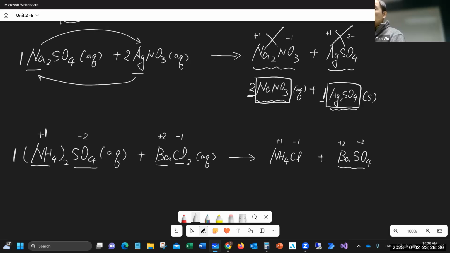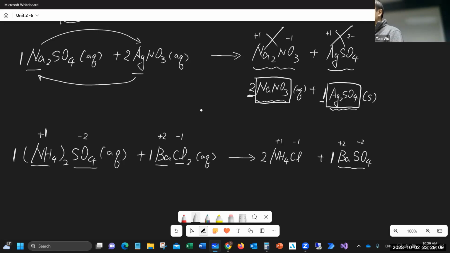We just write a 1 over here. We have 2 ammonium on the left, so we should have 2 ammonium on the right side. We have 1 sulfate, so we should have 1 sulfate on the right side. And here it shows we have 2 chloride, 1 barium, so obviously this one is 1 over here. So the equation is balanced. To be honest, for a double displacement reaction, if you write the formulas correctly, it is very, very easy to balance.